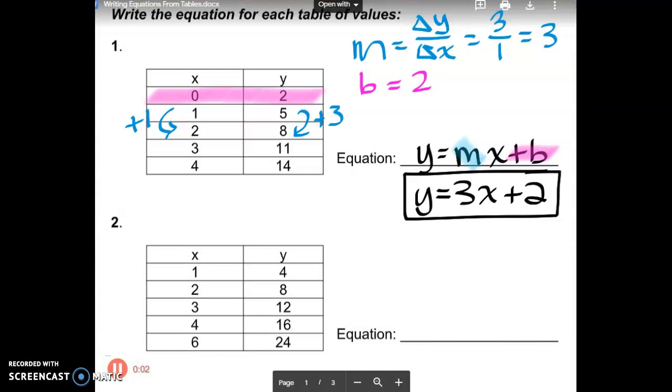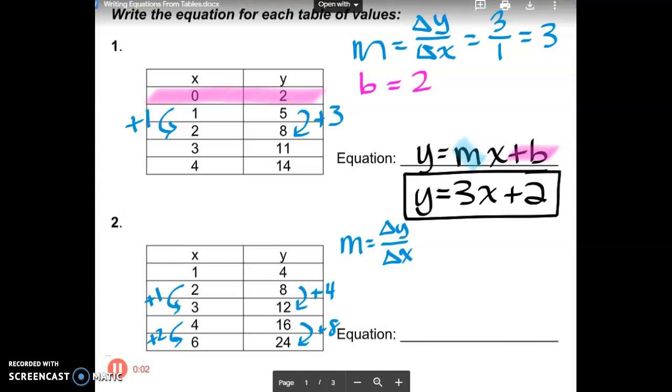Problem number 2 is going to have the same first step. We're going to start by finding the slope, which is going to be the change in y over the change in x. So I look at my y values. It's increasing by 4, and my x value is increasing by, from 2 to 3 is increasing by 1. That's true. From 4 to 6, it's increasing by 2. But from 16 to 24 is increasing by 8.